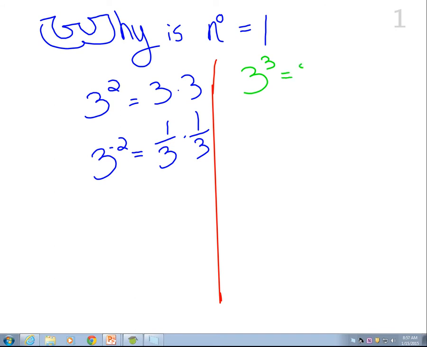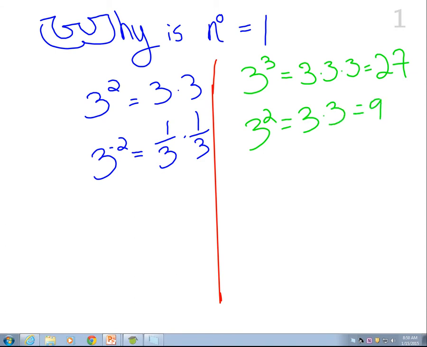So if I had 3 to the third, 3 to the third is equal to 3 times 3 times 3, which equals what? 3 cubed is what? 27, correct. And if I had 3 squared, as we did over there, it's 3 times 3, which equals 9. Okay.